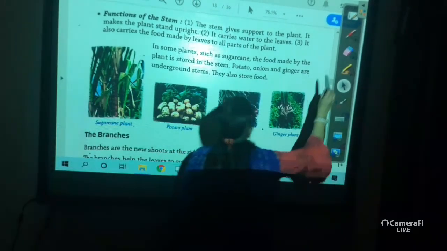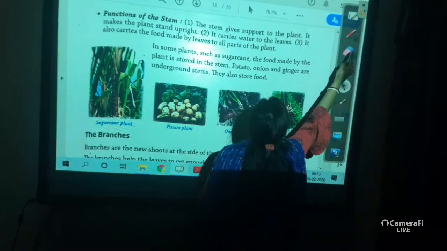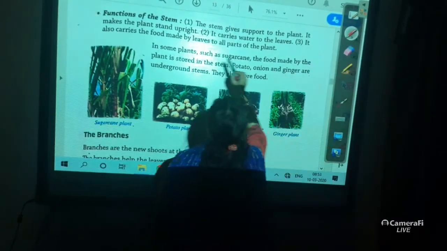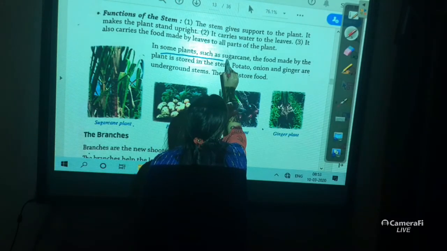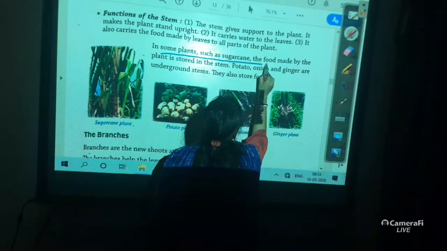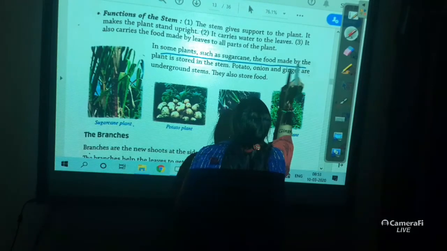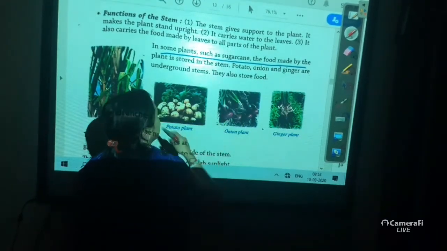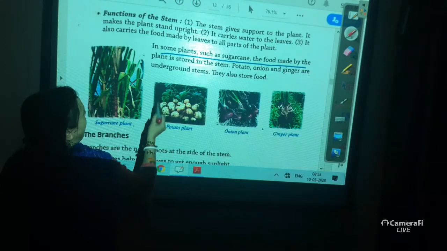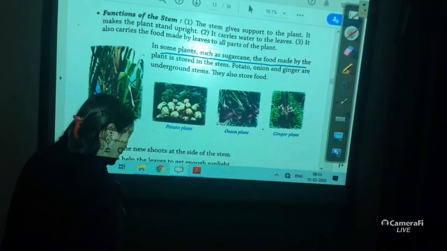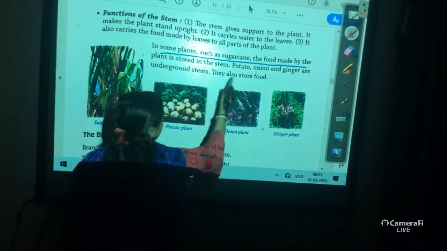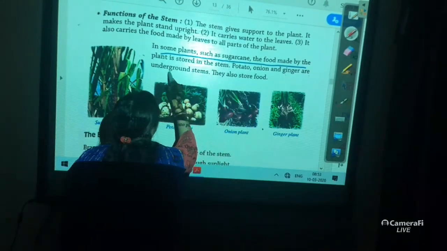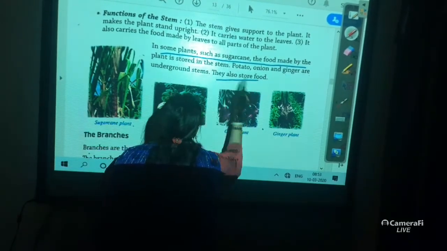stem. रूट में भी हम लोग पढ़े थे कि प्लांट जो खाना बनाते हैं उसका एक्स्ट्रा खाना रूट में स्टोर हो जाता है. कौन से रूट? कैरेट, बीट, टर्निप etc. And some plants store their food in a stem also, and this kind of stems are sugarcane, sweet potato etc. Onion, ginger etc. Okay, they also store food.